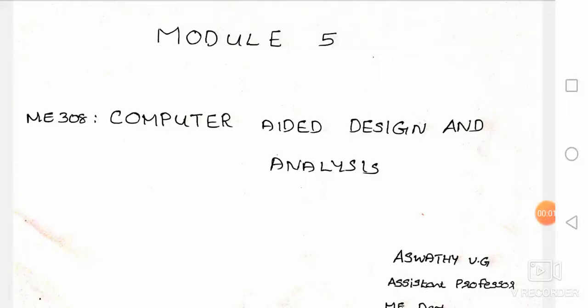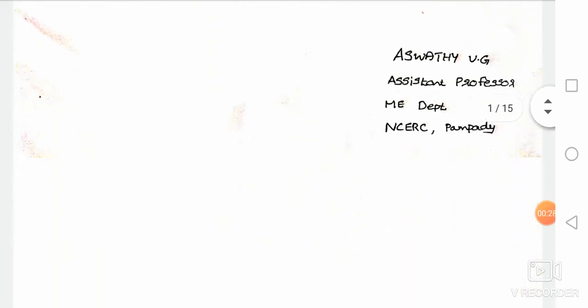Hi, we discuss Module 5 of Computer Aided Design and Analysis. This module includes the topics finite element analysis, steps involved in finite element analysis, shape functions, application of finite element analysis, stiffness matrices, etc. In this part we discuss steps involved in finite element analysis and applications of finite element analysis.